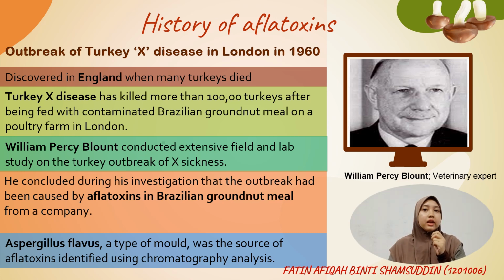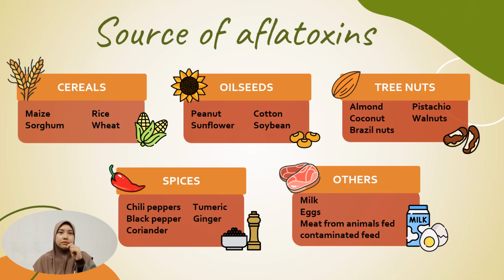The history of aflatoxins began in the early 1960s when they were discovered in England, due to 100,000 turkeys dying from a disease known as Turkey X disease after being fed contaminated Brazilian groundnut meal on a poultry farm in London. A veterinary expert named William Percy Blount conducted extensive lab studies on the outbreak, and concluded that aflatoxins from a mold named Aspergillus flavus in the Brazilian groundnut meal had caused it.